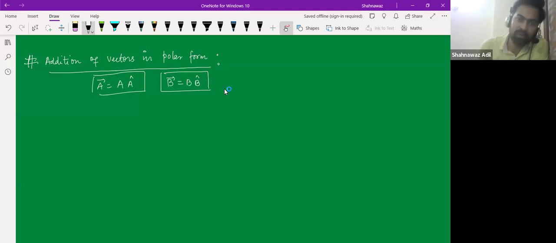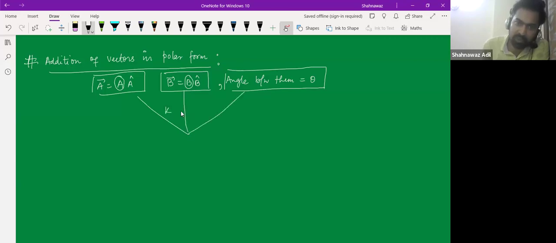And what is the other thing that you know? You know the angle between them, which is theta, right? So what would be the known things? You would be given the angle between them and the magnitudes of these two vectors: magnitude of A, magnitude of B, and the angle between them. Using these three things, you have to find the addition of vectors.